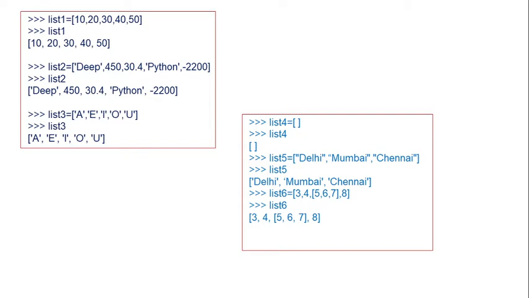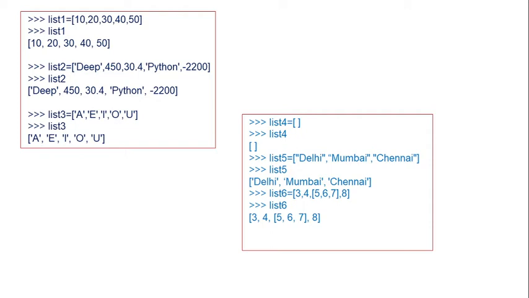List 2 is of what kind? Is it homogeneous? No, of course. It is a heterogeneous list. It is a list consisting of different types of items. Deep is a string, 450 is an integer, 30.4 is a floating point value, Python is a string, and -2200 is of course an integer. So list 2 is a heterogeneous list.